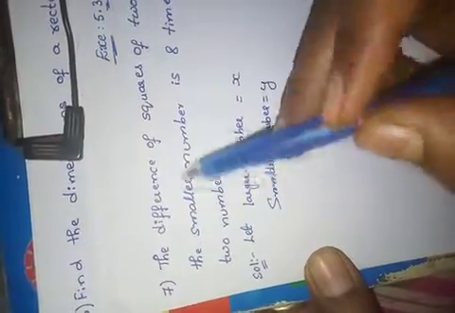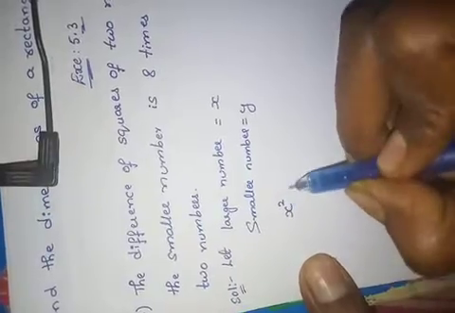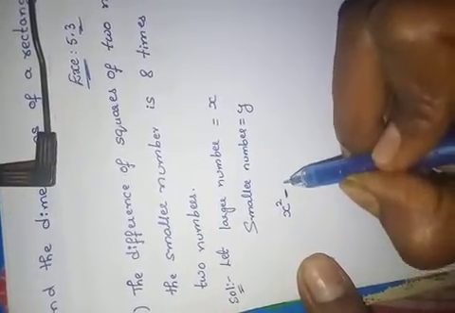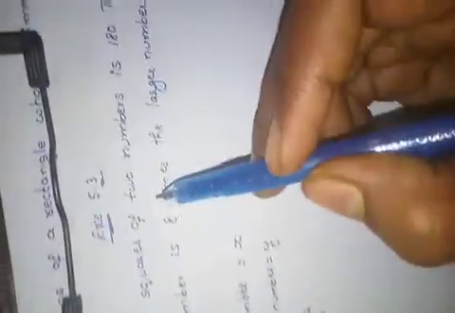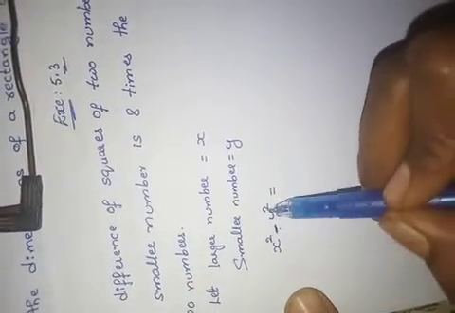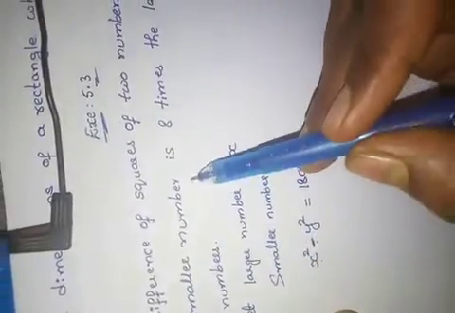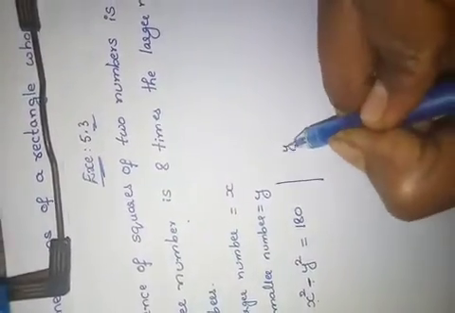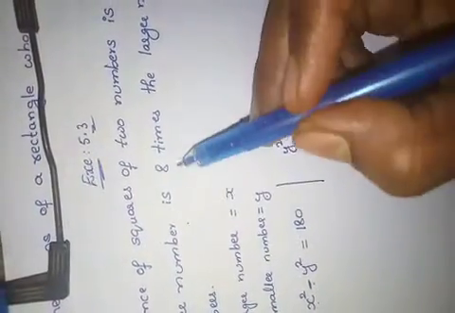What did they say? The difference of squares. Difference means subtraction. The difference of squares of two numbers is 180, so x square minus y square equals 180. Now, the square of the smaller number. Smaller number means y.